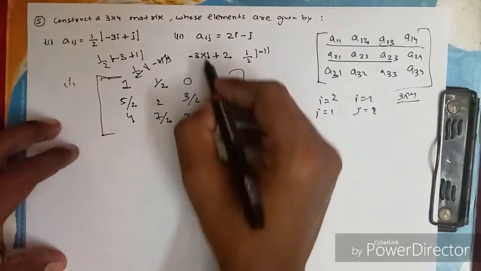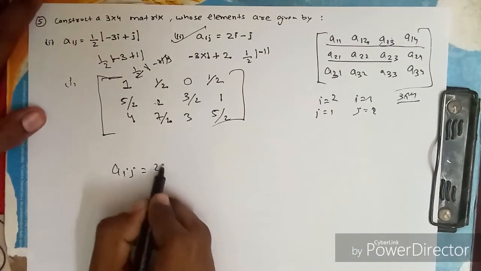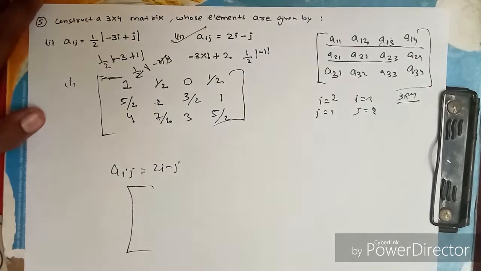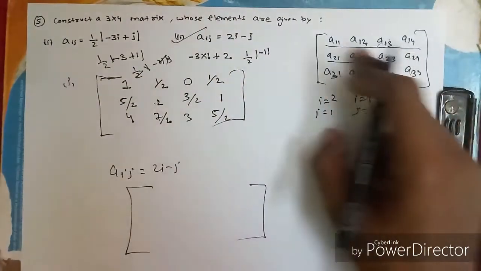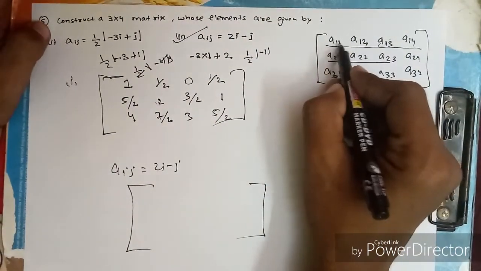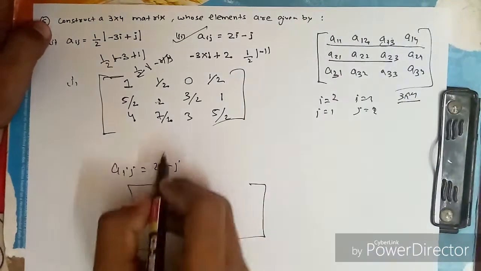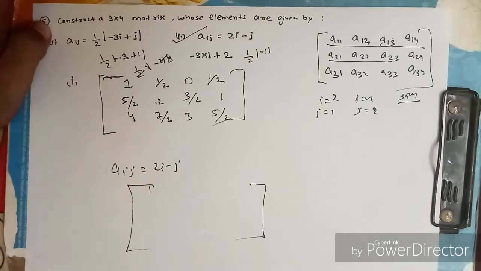Okay, so let us take this problem, which says a_ij equals 2i minus j. So we have to write the matrix. Again, in this problem also I will show only these four and the rest you have to do yourself. If you take the value of i as 1 and the value of j as 1, then 2 into 1 minus 1, that is 2 minus 1, is 1, so the value is 1.